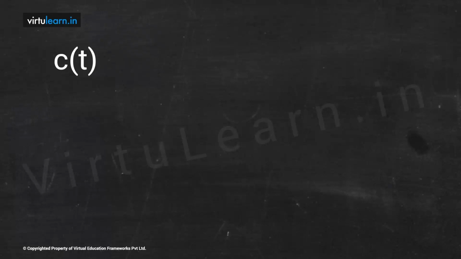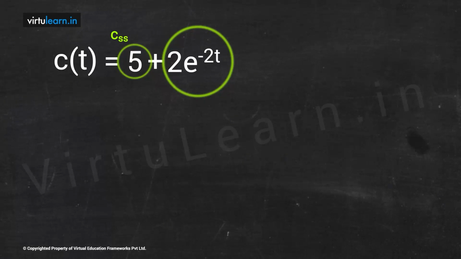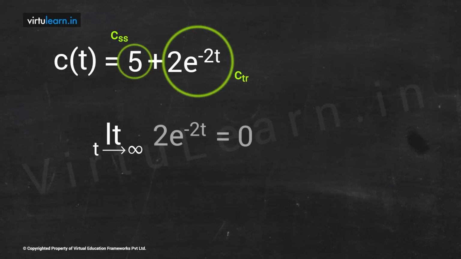Now for example, I have a C of t value: C of t equals 5 plus 2 e power minus 2t. In this response, the 5 is the steady state response, because this value is independent of time and will have that value even when the time is at infinity. Whereas 2 e power minus 2t is the transient term, because as t tends to infinity this is going to be 0. So the transient term will go to 0, whereas the steady state term will be constant.